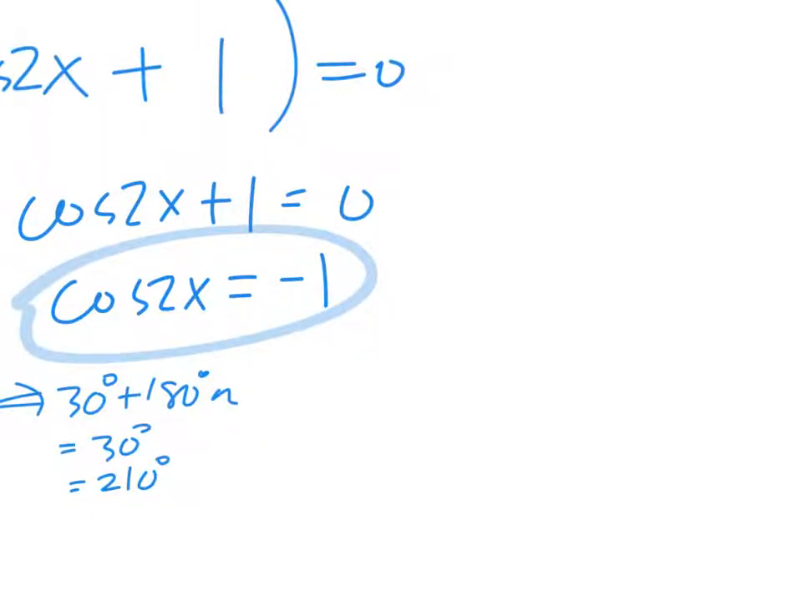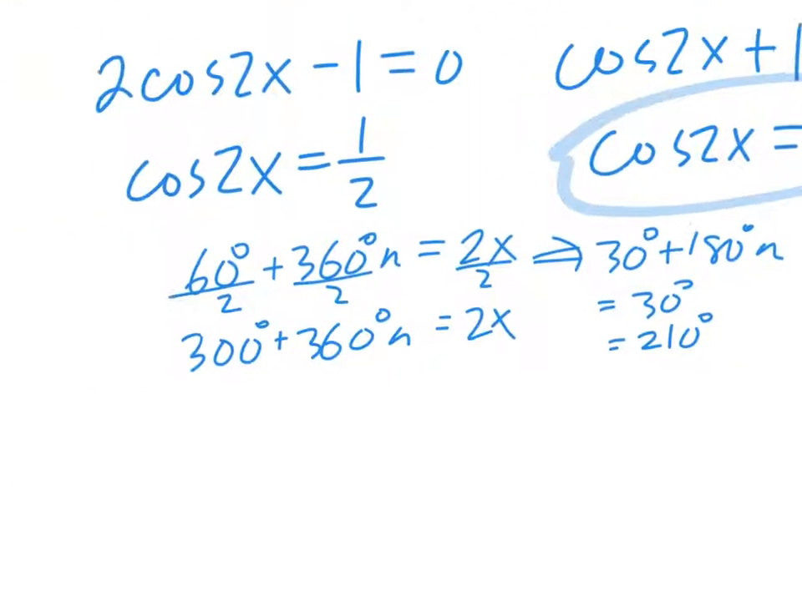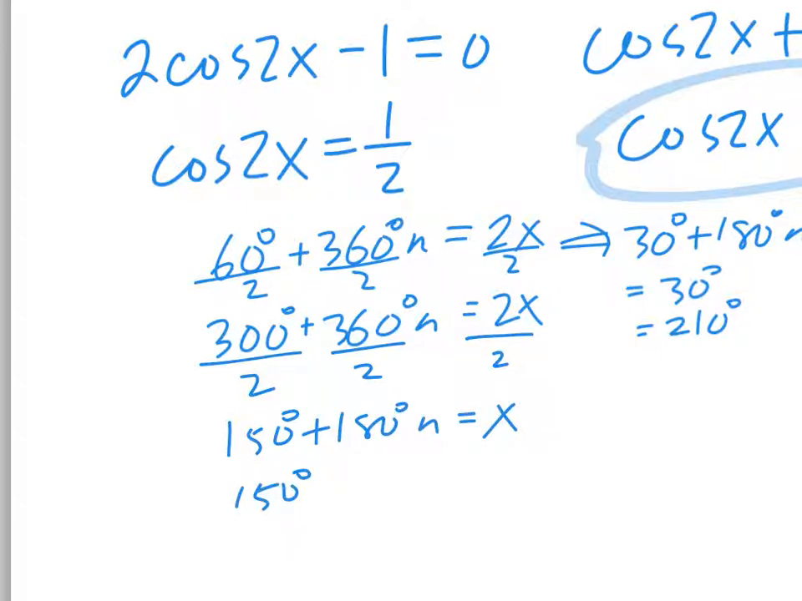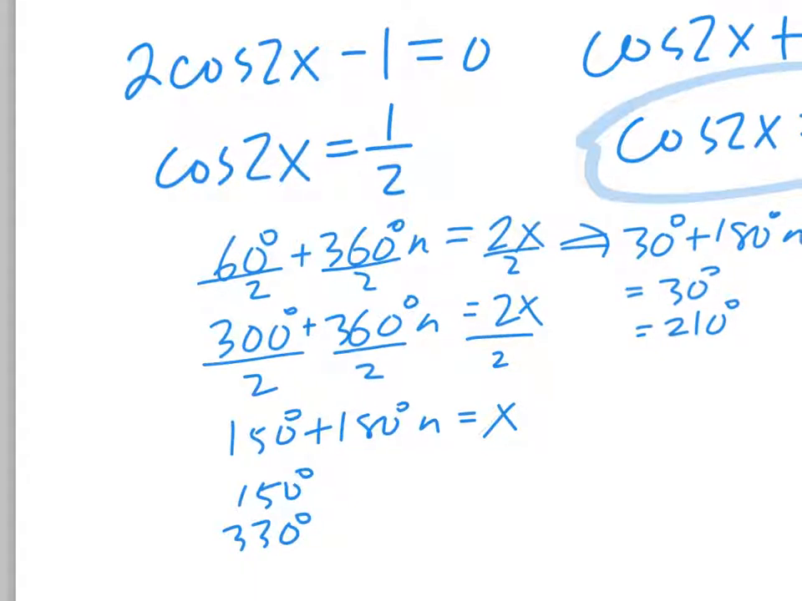Wait, you don't have to get the bottom one? We do. Okay, divide by 2. 150 plus 180n equals x, so that is 150 or 330. Okay, so let's talk about this one.